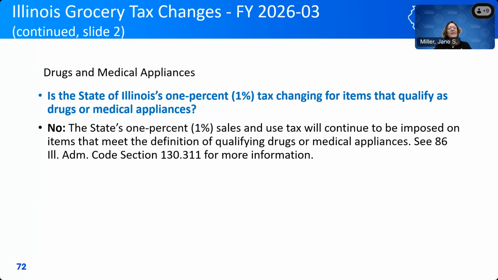So the question is, is the Illinois 1% tax changing for items that qualify as drugs or medical appliances? No. The state's 1% sales and use tax will continue to be imposed on items that meet the definition of qualifying drugs or medical appliances. And if you have questions, that's in the Administrative Code section 130.311.